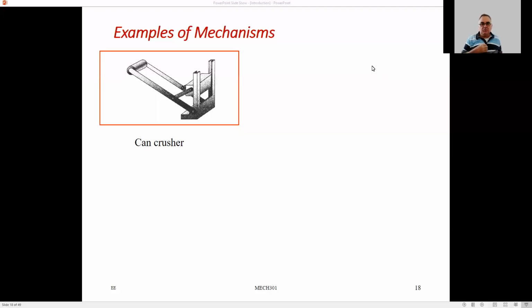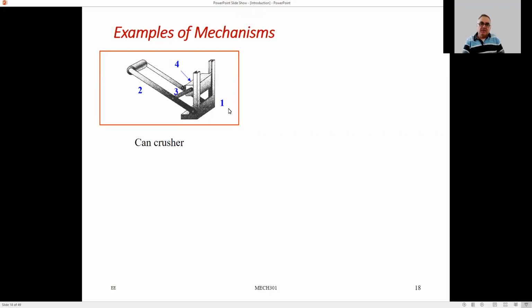Okay, so we will be talking about certain mechanisms. You have a manually operated can crusher here, as you see. It's operated by hand, and you put a can in between these two parts, and when you hold it down, it crushes that can. One is the ground link, second is the thing that you operate manually, the third one is the connecting link, and the fourth one is the crusher.